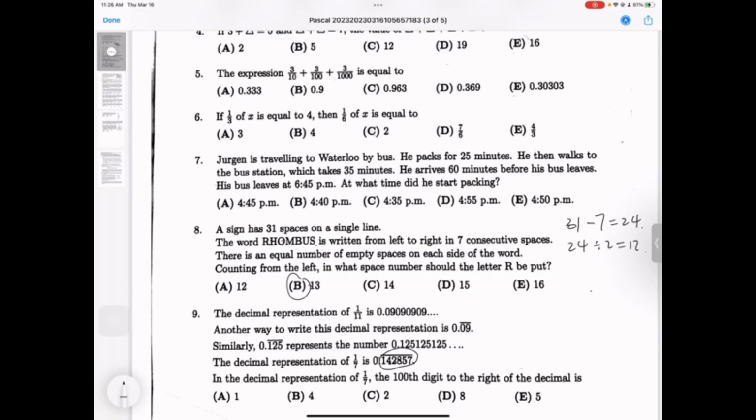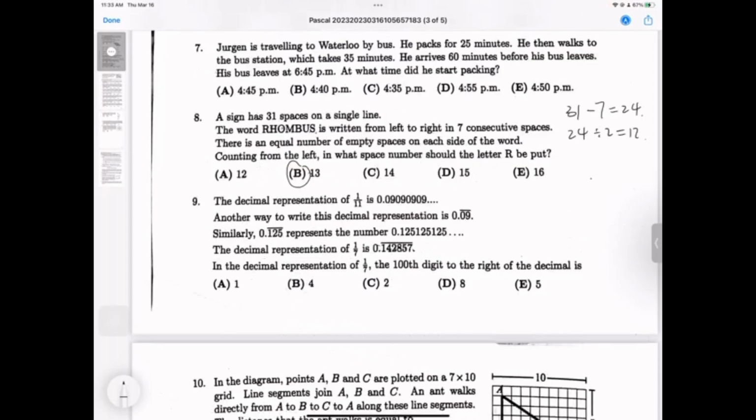And then because we know that there must be an equal number of spaces on each side of the word, the letter R, which is the first letter of the word rhombus, must be put at the space that is next to the 12th space. So that's the 13th space, and so the answer is B.